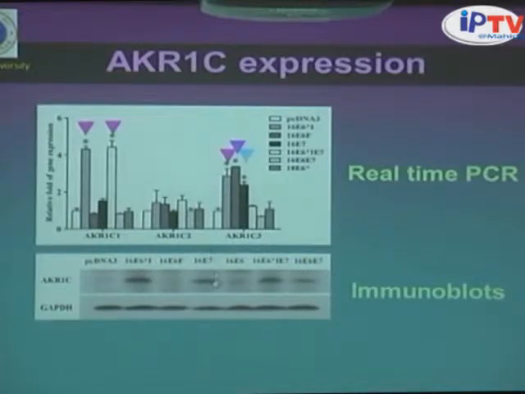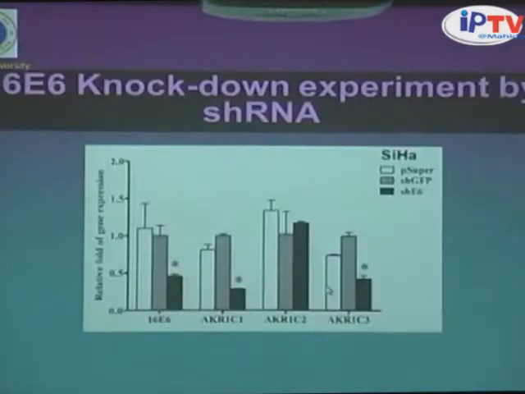When we check the protein using a specific antibody to AKR1C, you see again that cells expressing the E6 star protein significantly increase the protein product of AKR1C. Also, you can see some expression with E7 and also some with the combination of the virus proteins.